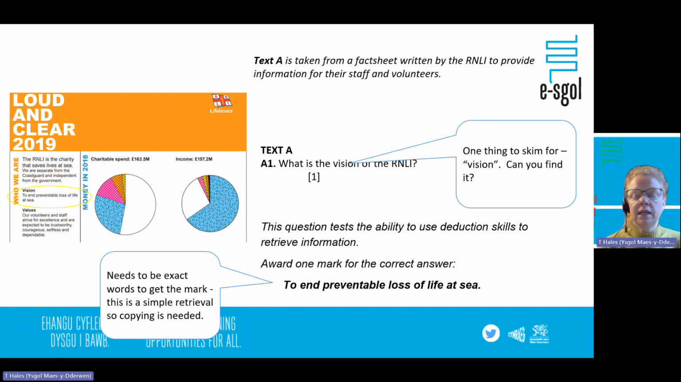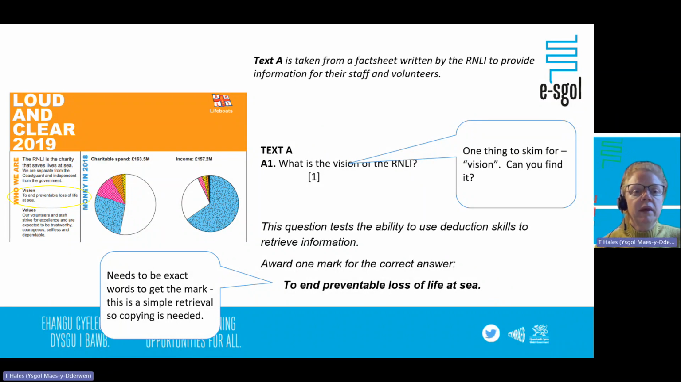Our first question is a "what" question. It's a very simple 1-mark question, which is asking you to find one thing. And the keyword that it's asking you to look for is "vision." So you skim for "vision." Can you take a moment now? Can you skim your paper? Can you find what the vision of the RNLI is? Can you write it down on your answer booklet?